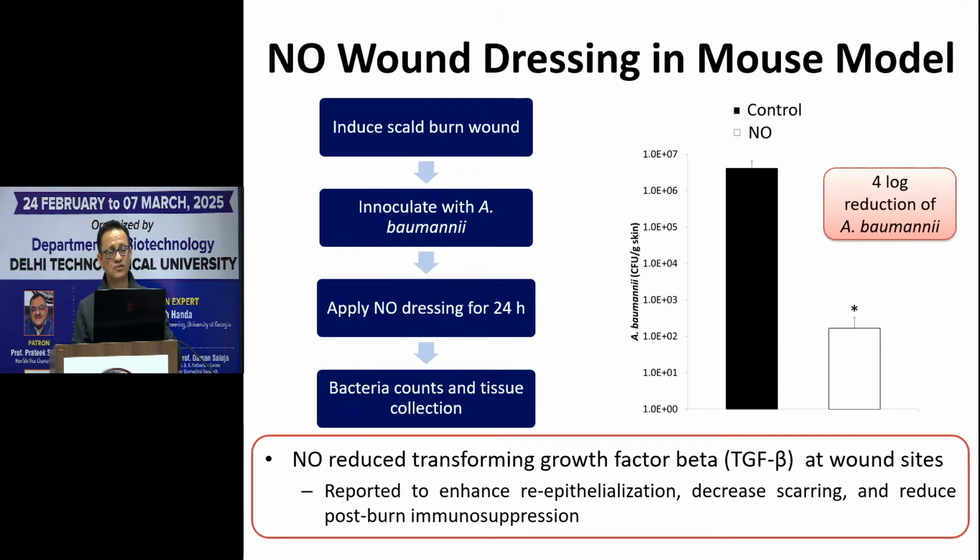So we found a 4 log reduction. I hope you remember we talked about it: 1 log reduction is 90%, 2 log reduction is 99%. So a 4 log reduction is 99.99% reduction in bacterial infection.